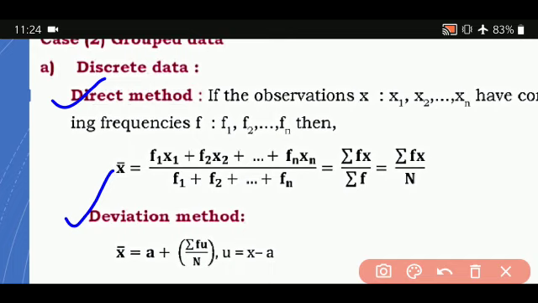And in statistics we never put the condition that you have to use this method or that formula. No, you have the freedom to use any formula of your choice, whichever you are comfortable with.